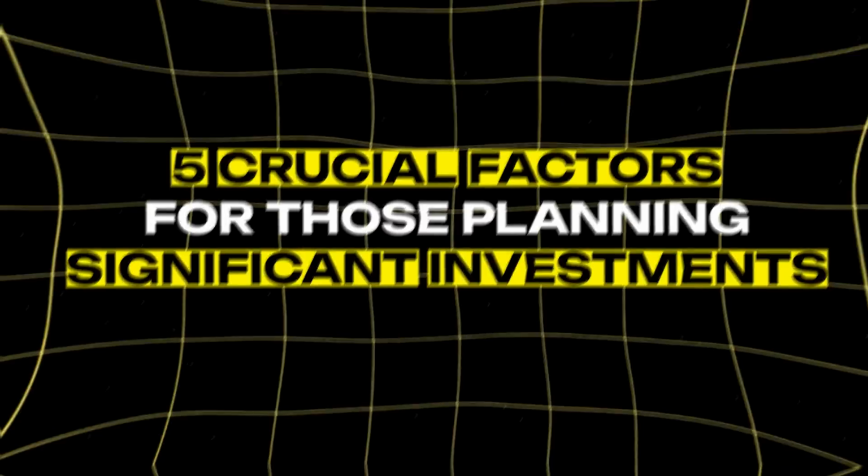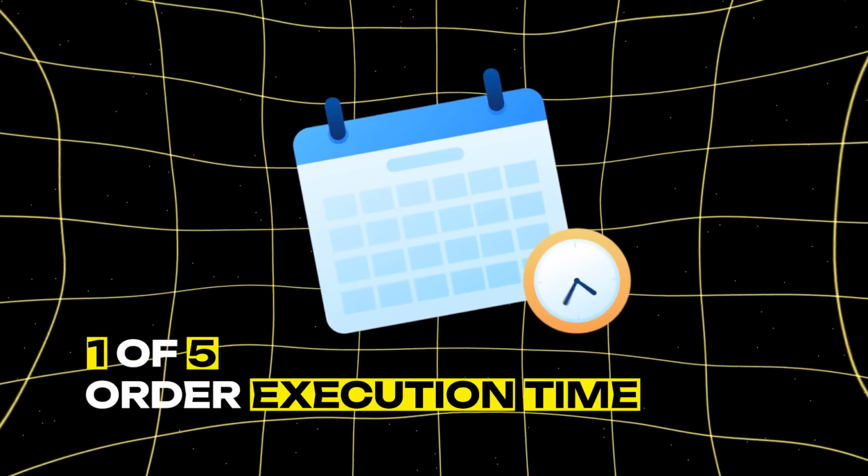Now that we've covered how to determine cryptocurrency liquidity, let's consider 5 crucial factors for those planning significant investments. 1. Order execution time. Even with high trading volume, delayed order execution can occur. This often points to a shortage of market participants, potentially signaling decreasing liquidity.